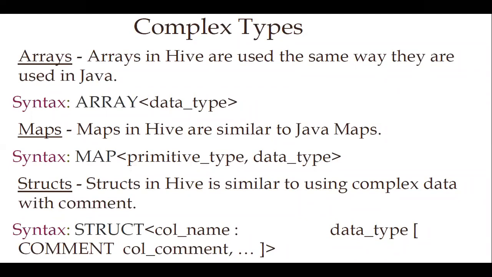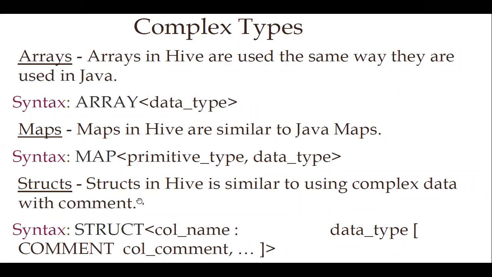So arrays, as you use arrays in other languages, even in the Java language, and you can declare like this: array is a keyword and then the data type. And then map in Hive is similar to Java maps. Whatever map you are using, it is similar to your Java map. Map will mostly have your key and value pairs. So for map, there is a primitive type and then a data type.